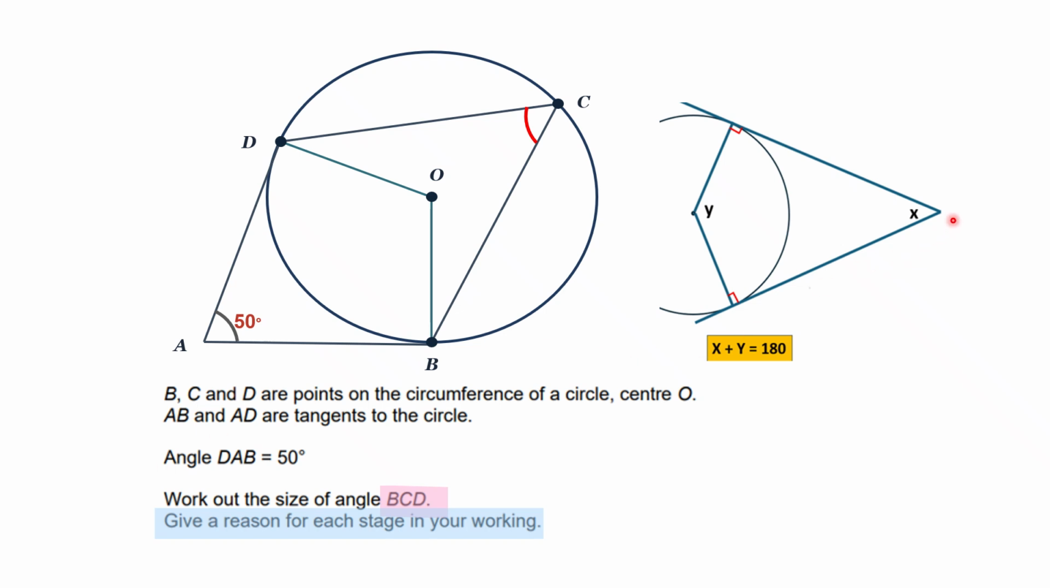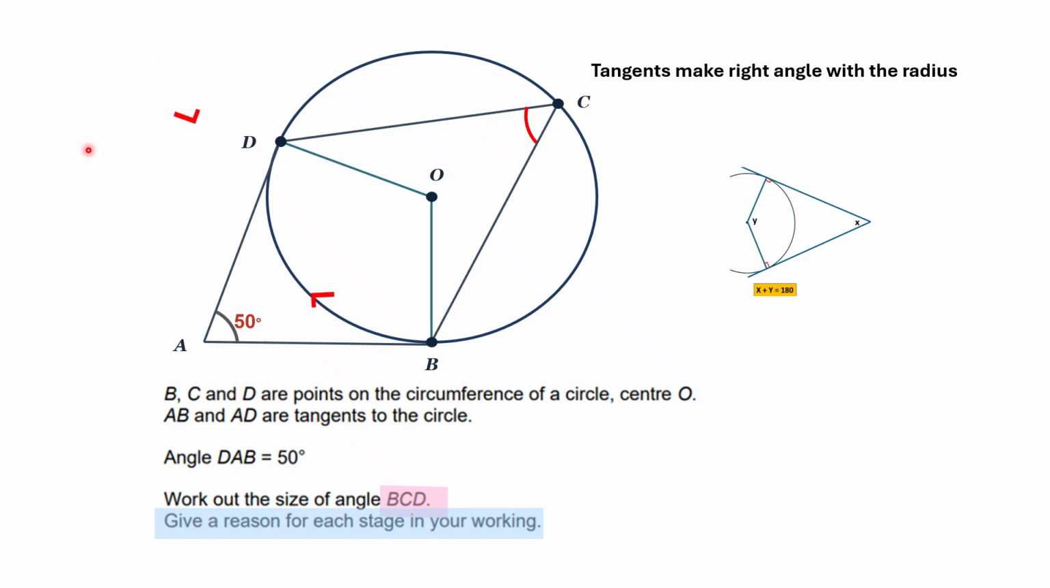Now we know if you have a tangent, this angle with the radius is 90. You must write the reason to get the full mark. So tangents make right angle with the radius. You can write the angle between the tangent and a radius is 90. Now that means these angles here are 90 degrees both.